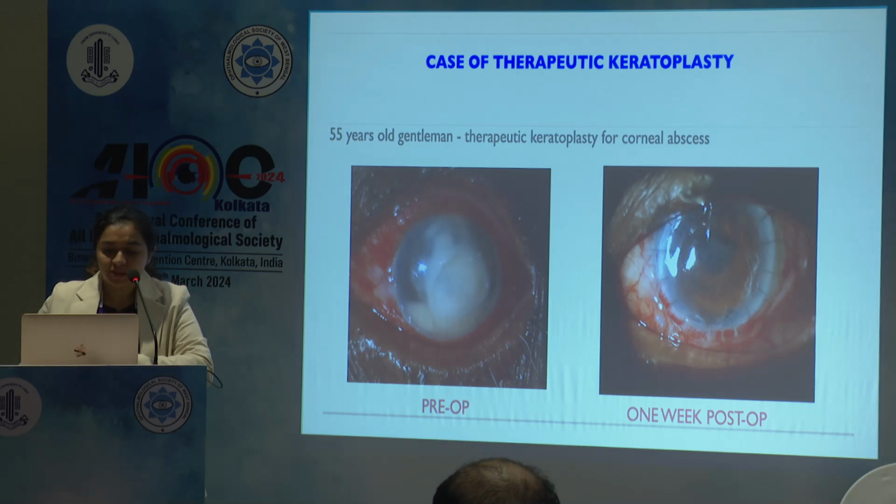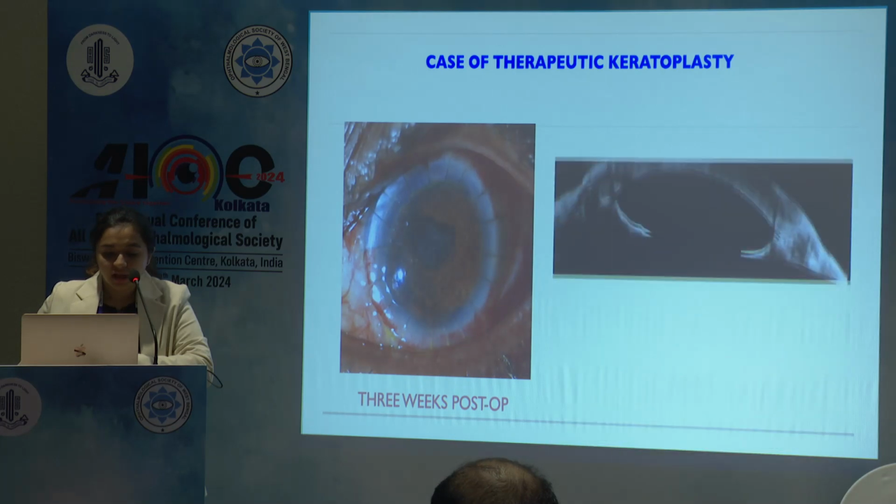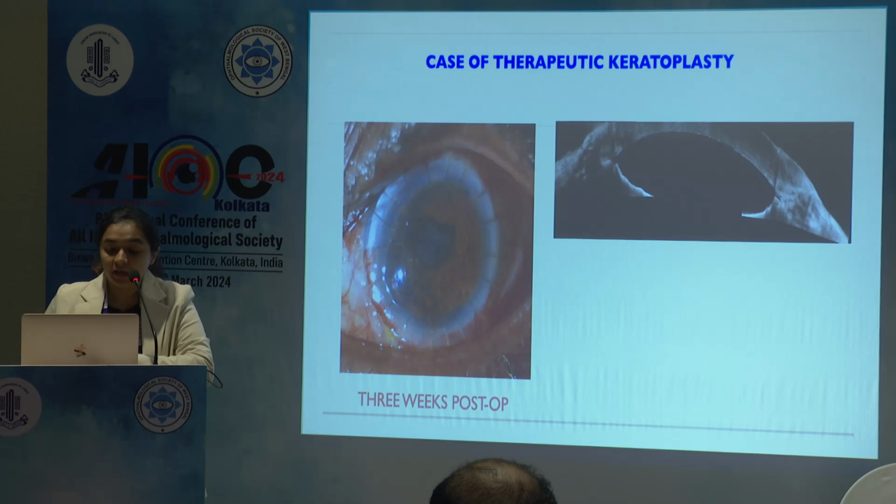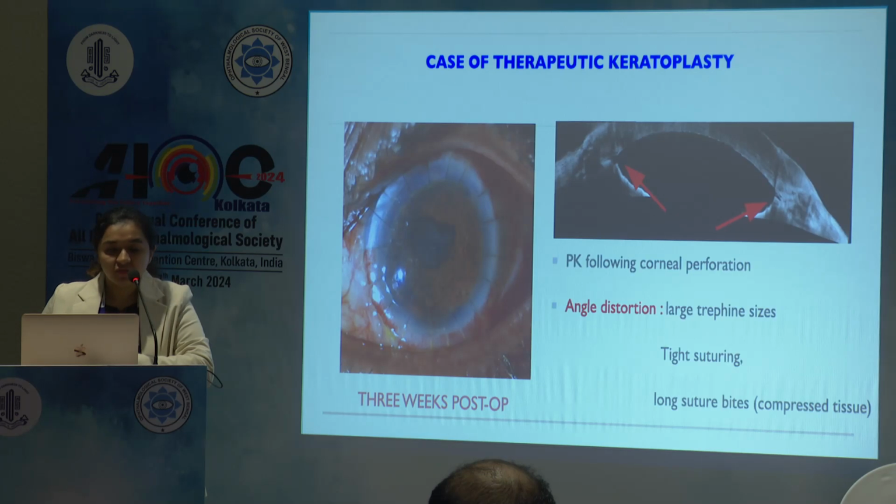post-operative follow-ups. And the anterior segment OCT here shows that there is peripheral anterior synechiae. Such a picture is very common when PK is performed after suppurative keratitis or corneal perforations. The surgeon has to perform a large trephination. So in that attempt, very often there is TM collapse, which makes the functioning of the TM even worse.